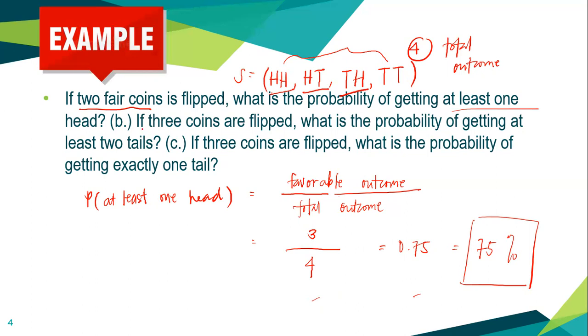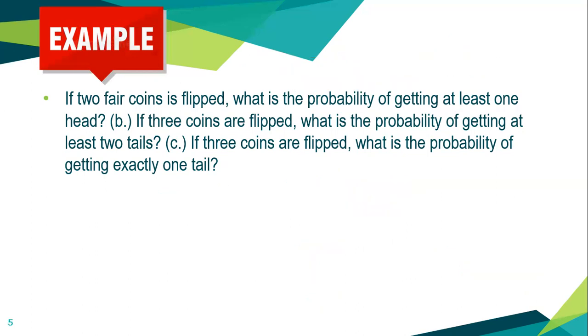Kay letter B kasi is 3 coins naman yung gagamitin natin. So, palitan muna natin. So, kapag 3 coins, syempre, iba na yung outcome niya. Kasi dun sa una nating ginawa, we only have 2 coins na ginamit. So, kung 3 coins na yan, ano na kaya yung sample space niya? Ano yung mga possible outcome na pwedeng lumabas?